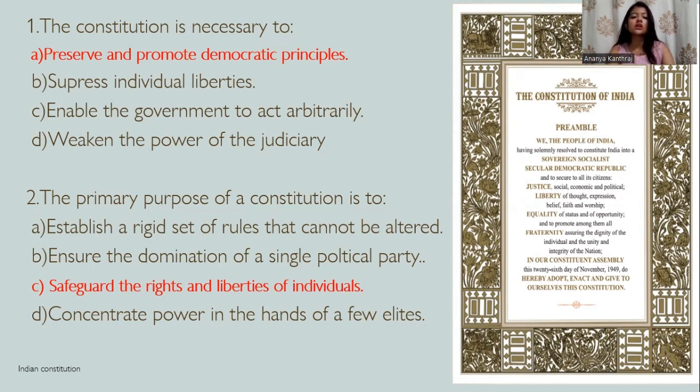Question number 2 says, the primary purpose of a constitution is to, options are as follows. A. Establish a rigid set of rules that cannot be altered. B. Ensure the domination of a single political party. C. Safeguard the rights and liberties of individuals. D. Concentrate the power in the hands of a few elites. So the right option is option C, safeguard the rights and liberties of individuals.